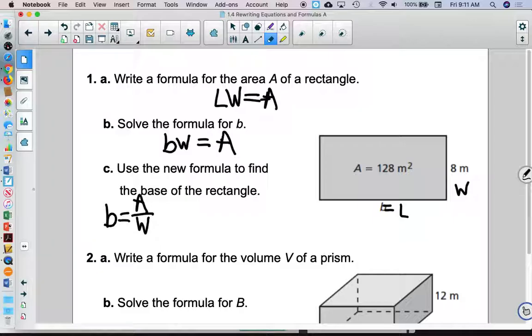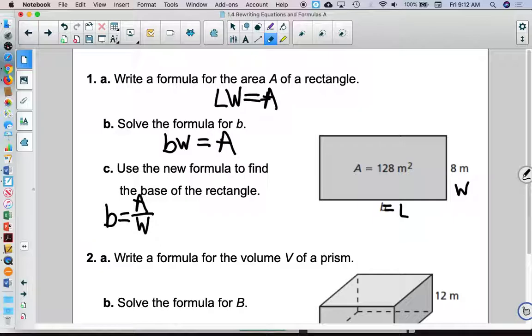Okay? Let's make sure we get this, because this is the objective that we're doing today. It's not just about getting the final answer. You have to rewrite those formulas. That's what we're doing. And our lesson is solving literal equations. Okay, that is our objective.